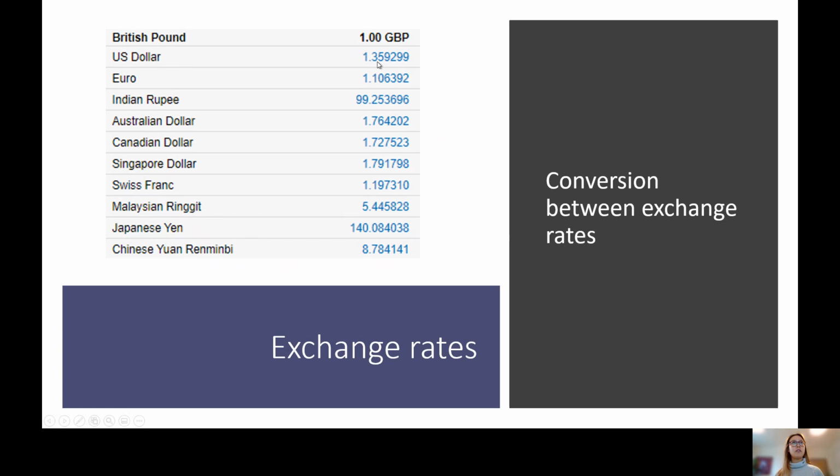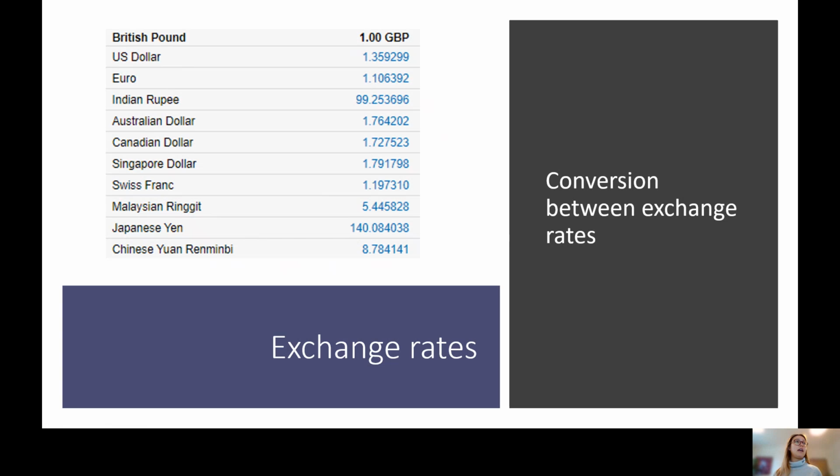So we see that the pound is stronger. If you were to go to a bank and give them £1 and you wanted to exchange it for a US dollar, you would get $1.3 back. But let's look at a different currency. So £1 is also equivalent to 99 Indian rupees.